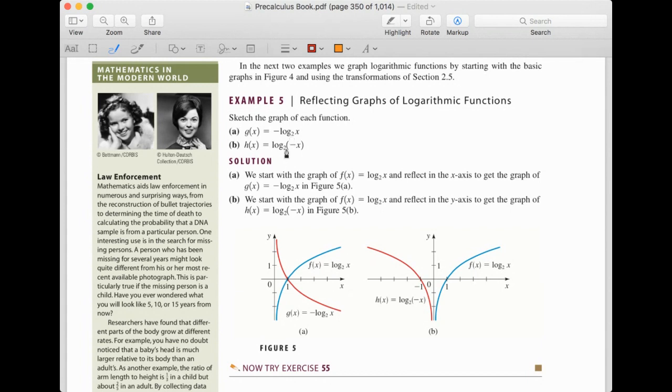What about log base 2 of negative x? Now the x becomes the negative of x. That means all those positive x values now have to be negative, because negative becomes positive. So this is a reflection over the y-axis. Over the y-axis.